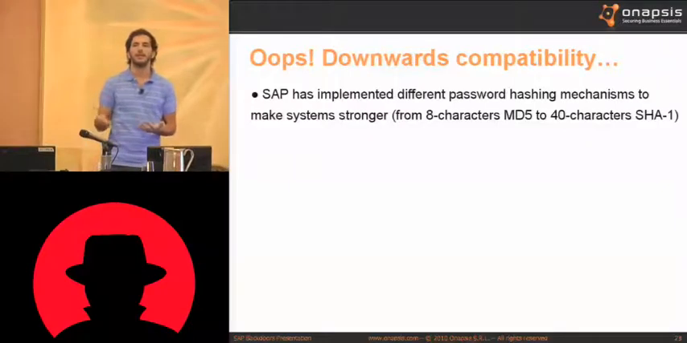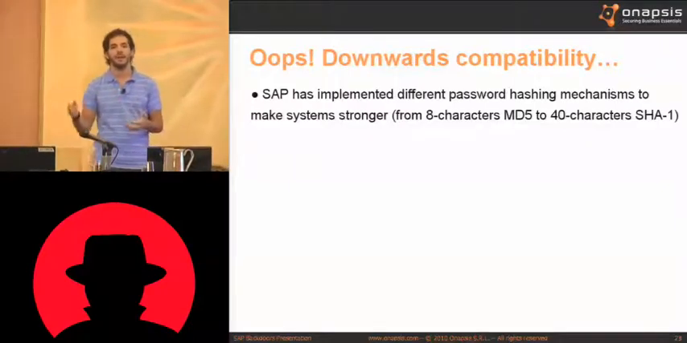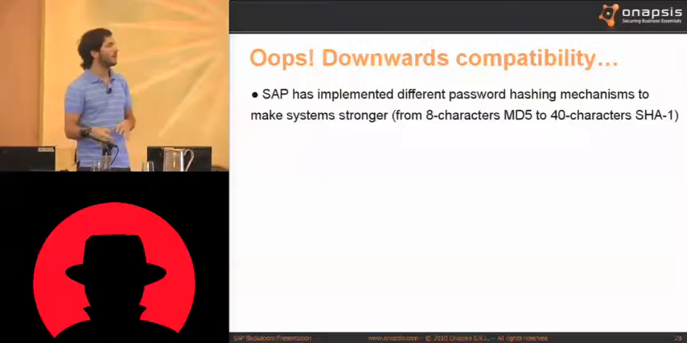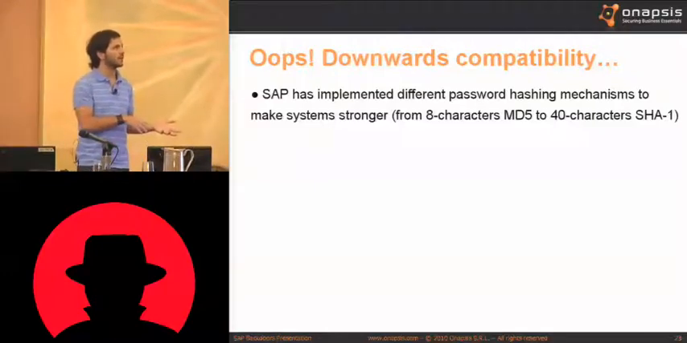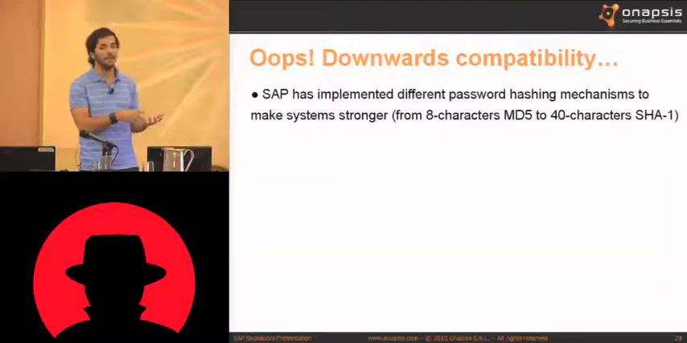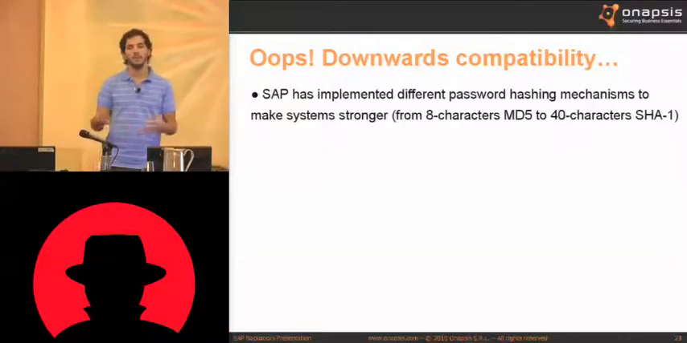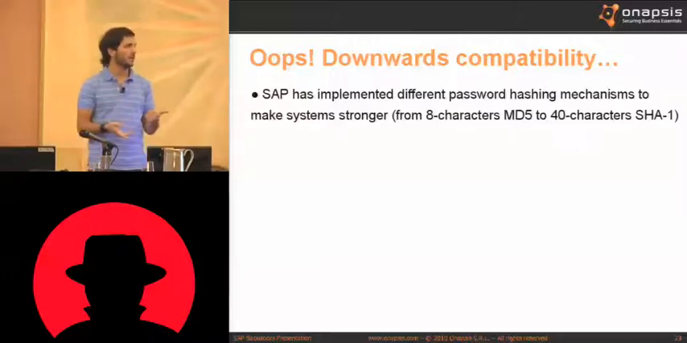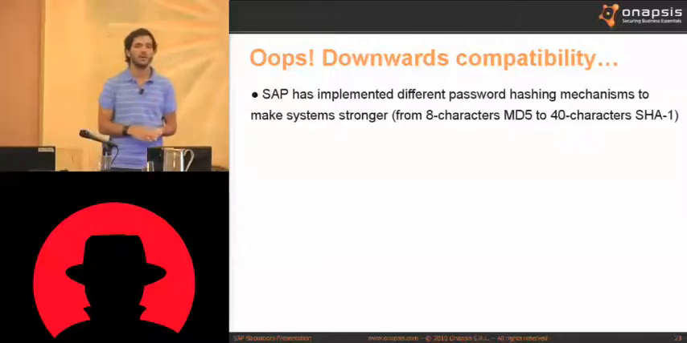Along history, SAP has implemented several password hashing mechanisms. Okay? So they started with a really weak, 8 characters long, case-insensitive MD5 password hashing mechanism. And now the most modern versions are running a 40-character long, case-sensitive one based on SHA-1. Okay? So it's much stronger.